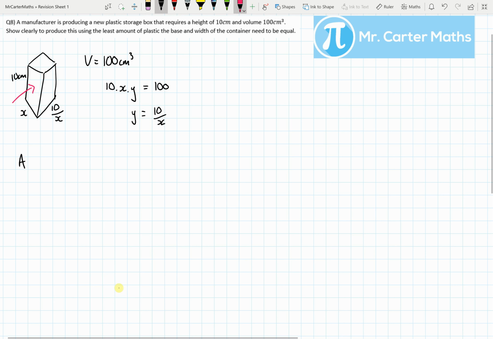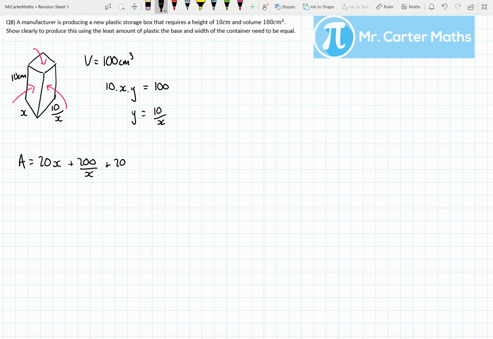Okay, so if I come up with an expression, my area is going to be equal to this face here, which is 10 times x times 2, because there's 1 on the back as well. I've got this face here, which is 10 times 10 over x, which is 100 over x, and there's 2 of those faces. It's 200 over x. And my face on the top, which is x times 10 over x, which is 10, and there's 2 of those.